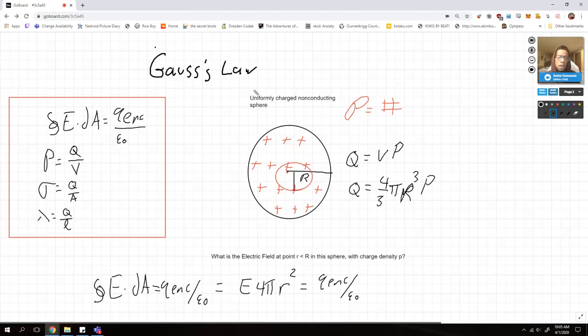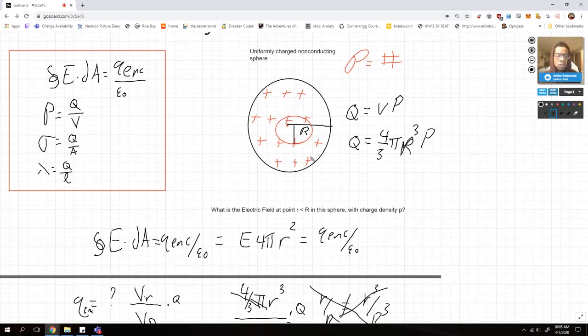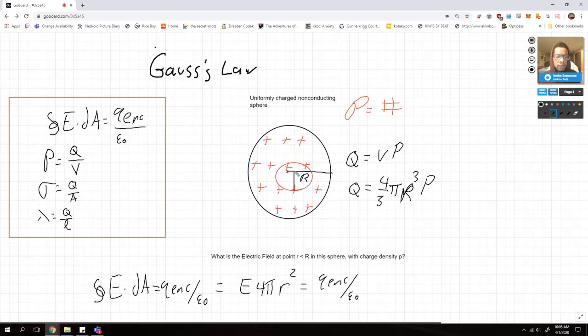So with Gauss's law, you have to pay attention to the shape, and pay attention to whether it's conducting or non-conducting so that you know where the charge is. And once you know the shape of your object and where the charge is, you can figure out how much charge you are enclosing in your Gaussian surface. If you can do all three of those steps, then you will be successful with Gauss's law.